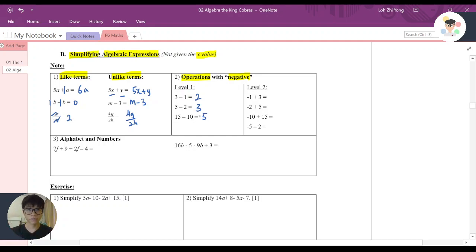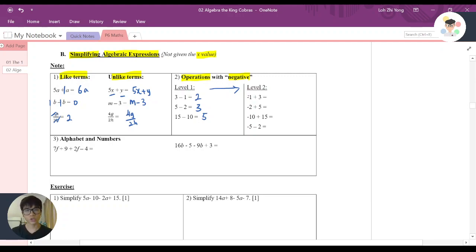Something simple, right? For example, I have 3 candies, I give you 1 candy, that's why I have 2 candies left. I have 5 candies, I give you 2 candies, I have 3 candies left. I have 15 books, I give you 10 books, I only have 5 books left. Basically, this is how it works. However, let's come to level 2.